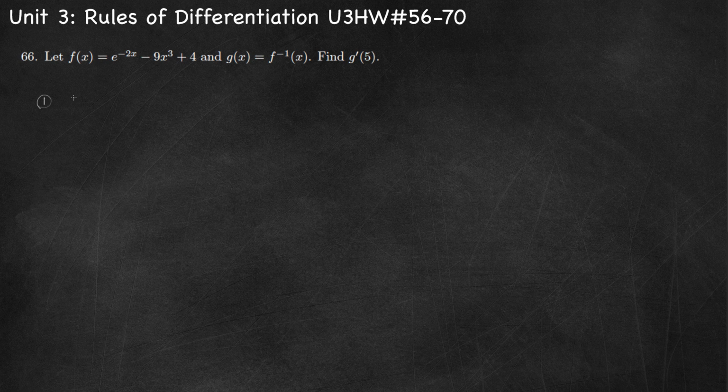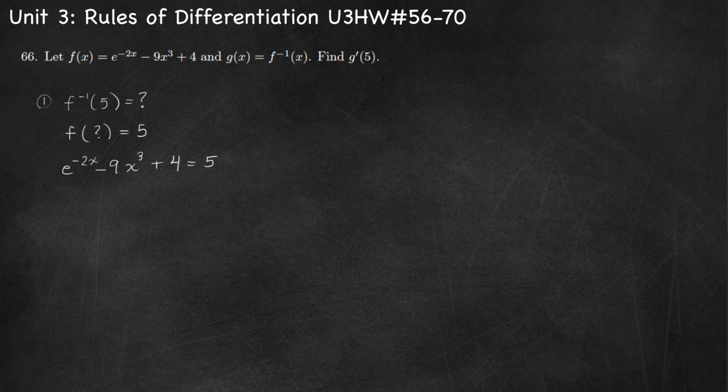First, we need to find f inverse of 5. So that is asking, where does f equal 5? For what value of x does f of x equal 5? So we need to take our equation for f of x, e to the negative 2x minus 9x cubed plus 4, and set that equal to 5.